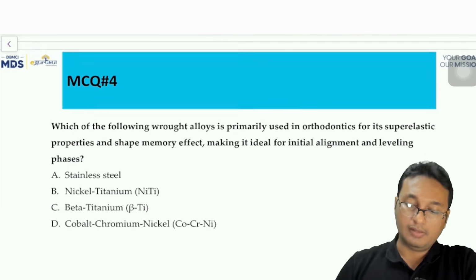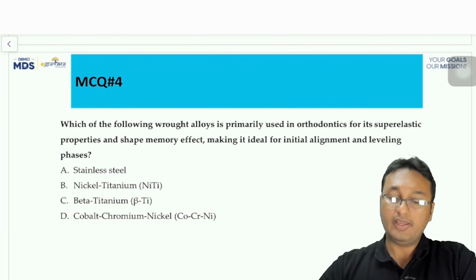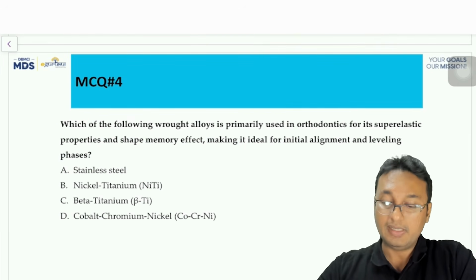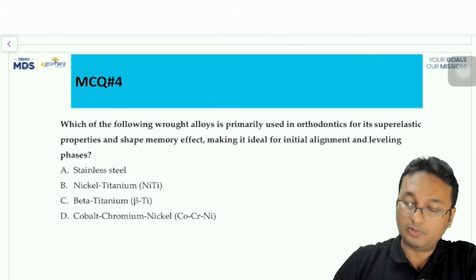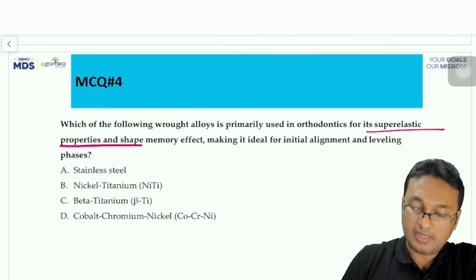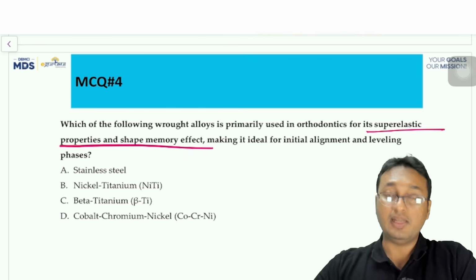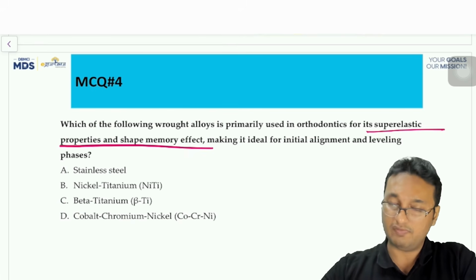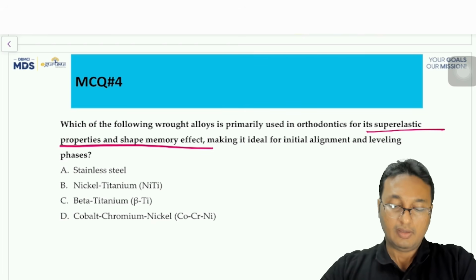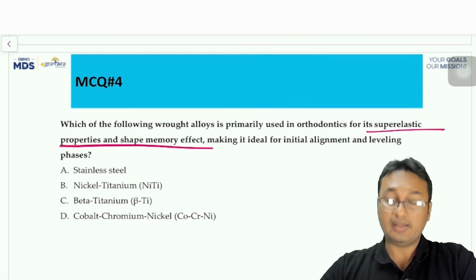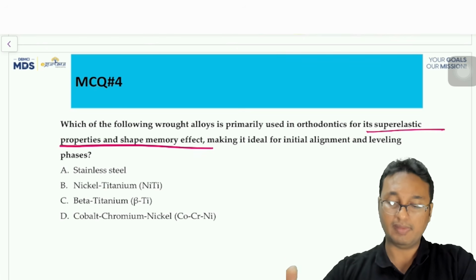Okay, next question. Which of the following wrought alloys is primarily used in orthodontics for its superelastic properties and shape memory effect, making it ideal for initial alignment and leveling phases? Again, a very easy question. Is it stainless steel, nickel titanium, beta titanium, or cobalt chromium nickel? What do you think should be the answer? We have discussed this earlier many times.